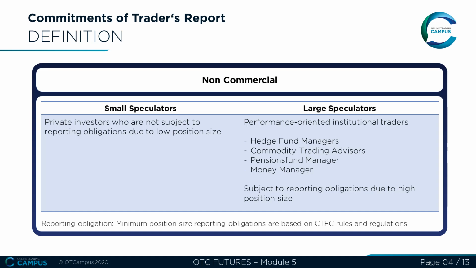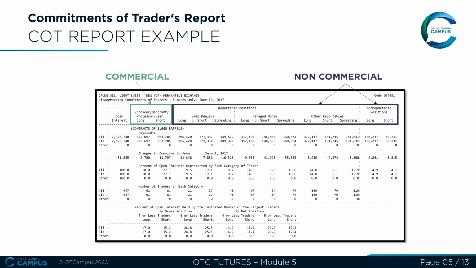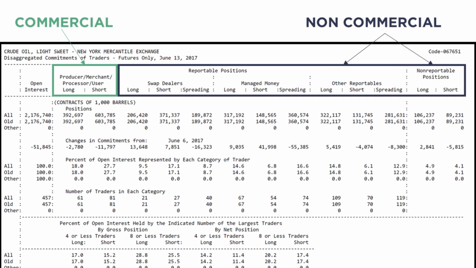Here we have a snapshot of a COT report for crude oil, and it is traded under the Chicago Board of Trade. And we can see that we have the 3 groups of traders: the non-commercial, commercial, and the non-reportable positions. Now, the non-reportable positions, these are the small speculators. That's just another terminology for it, but it's the same group.